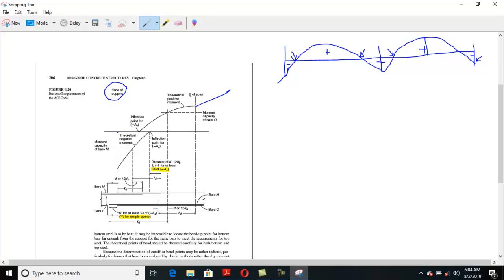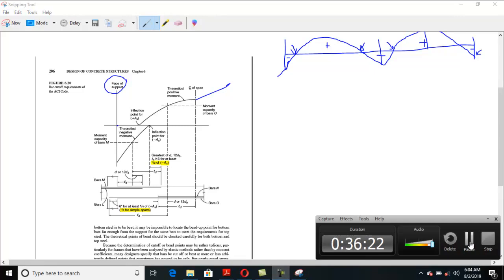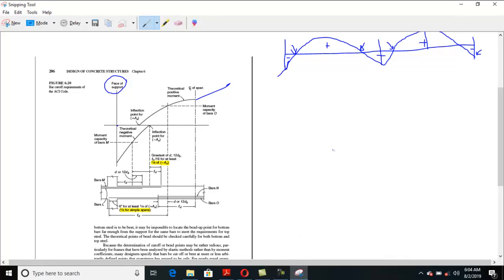So there are some important things present in this diagram. Clear? So there are some interesting things, some interesting knowledge in this diagram. Clear?